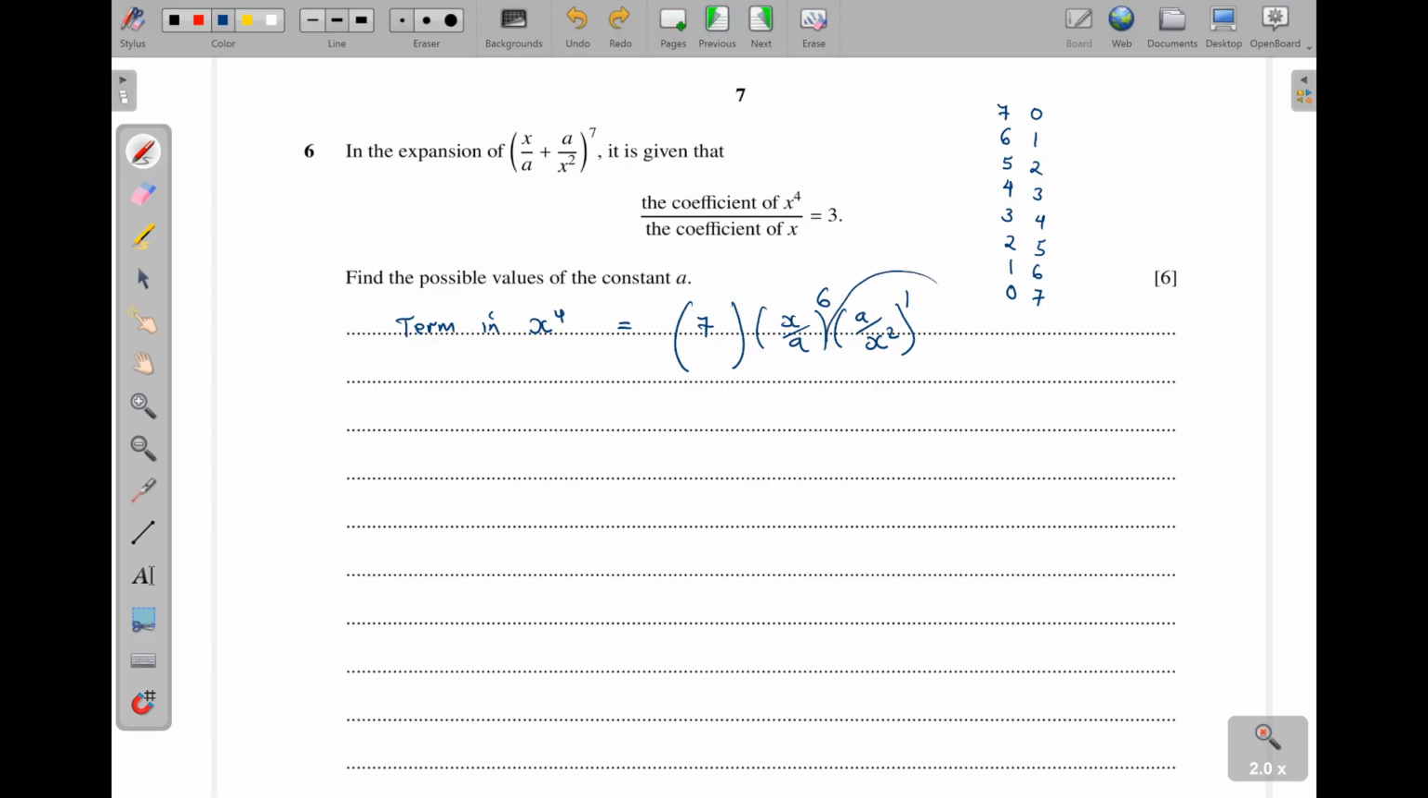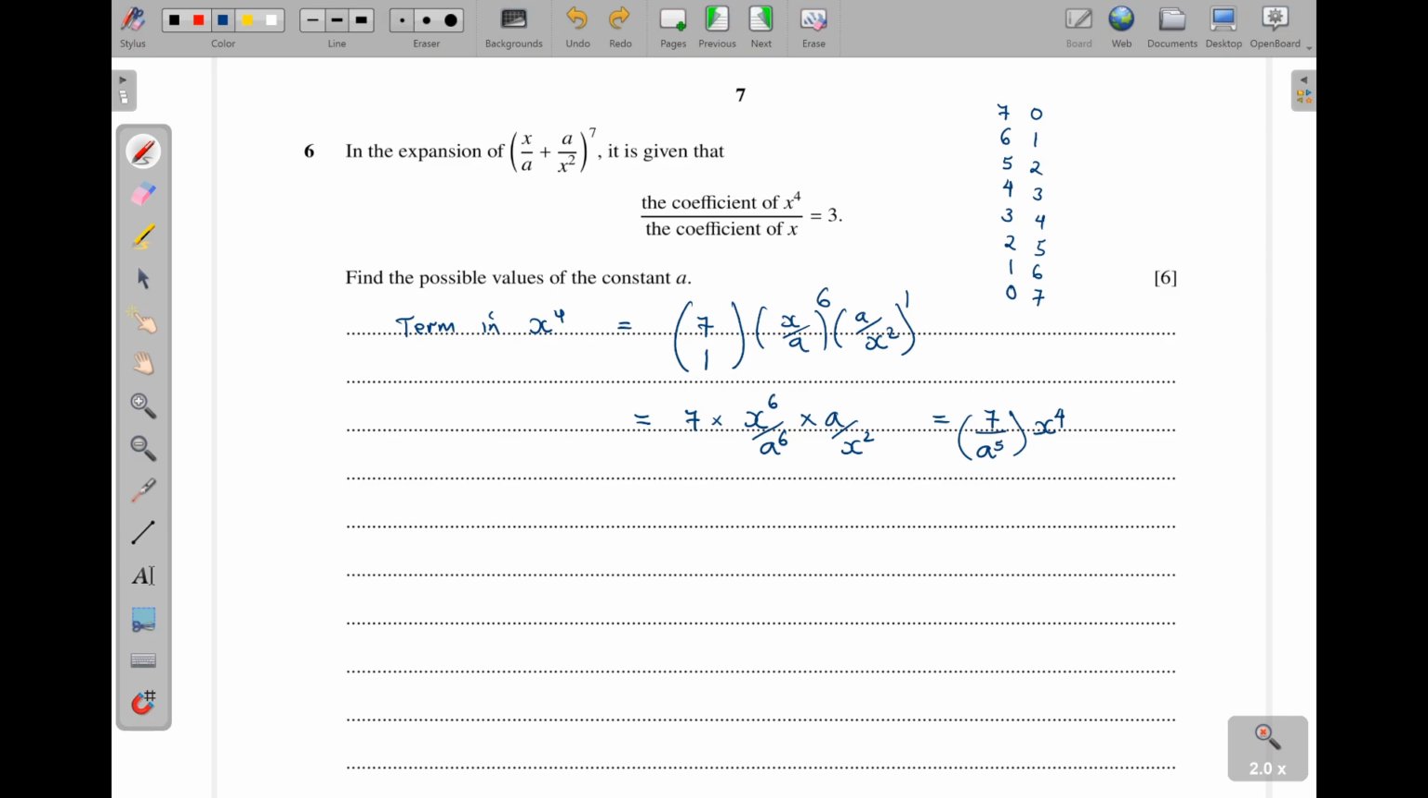6 and then 1. Then the power of this second one is the one that we put in the combination. 7 combination 1, that is 7. Then times x^6 divided by a^6, then times a^1 over x^2. I would simplify it to 7, a over a^6 gives a^5 down, so that will be 7 over a^5, then x^4. So the coefficient of x^4 is this one here.